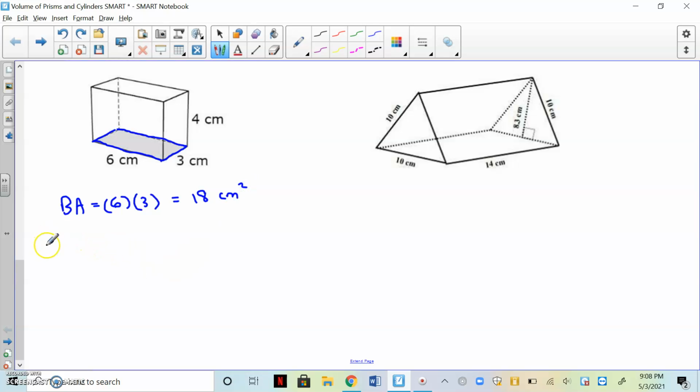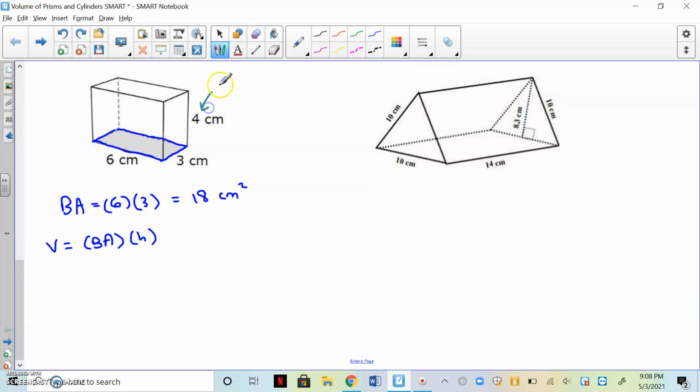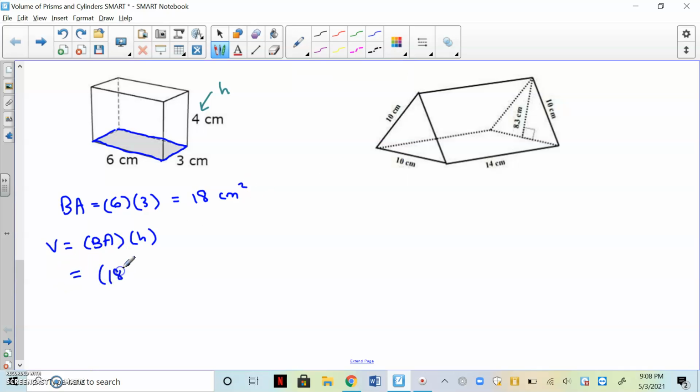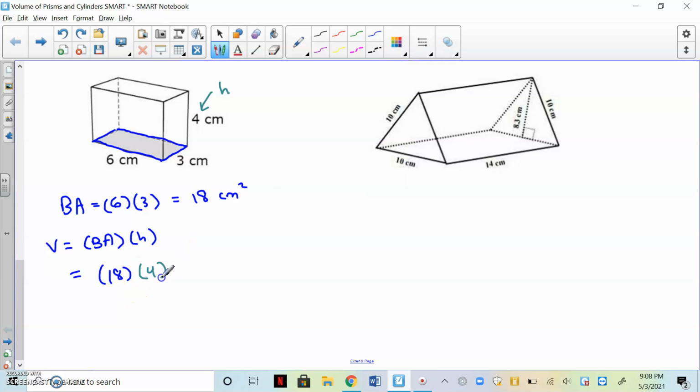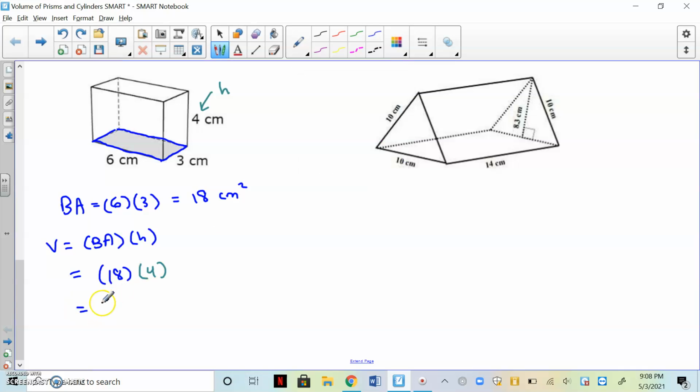All right, so then to find the volume, you just do base area times the height of your prism. So if my base is right here, my 6 by 3 rectangle, the height is this side. This is my height right here, the 4. So I would plug into my formula the 18 for the base area and 4 for the height. All right, once you calculate that, you would get a total volume of 72 centimeters cubed.